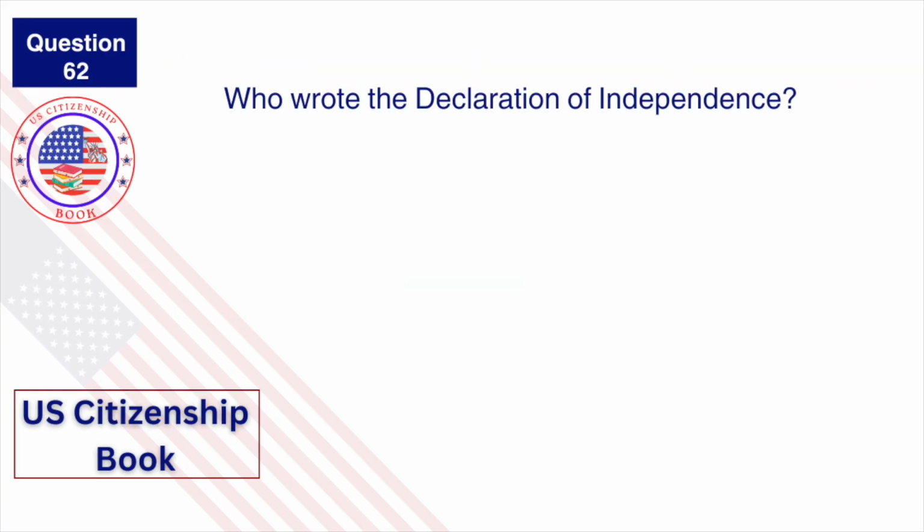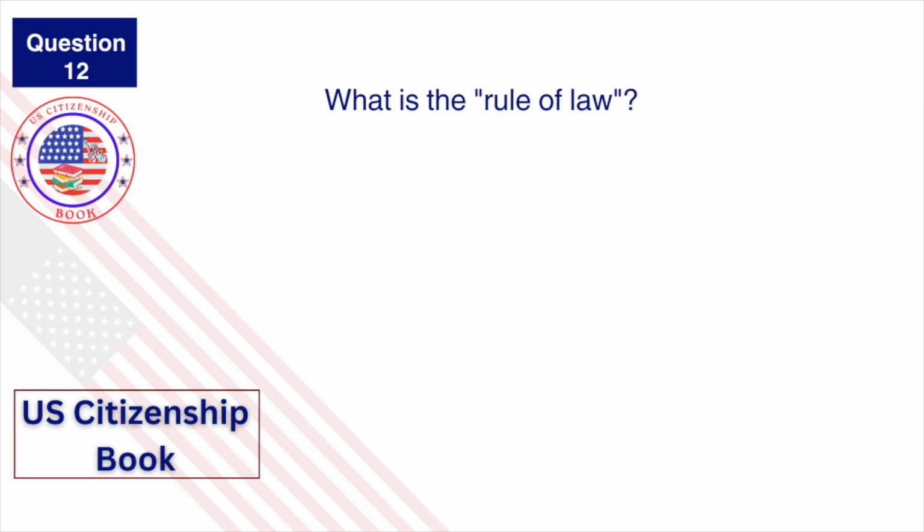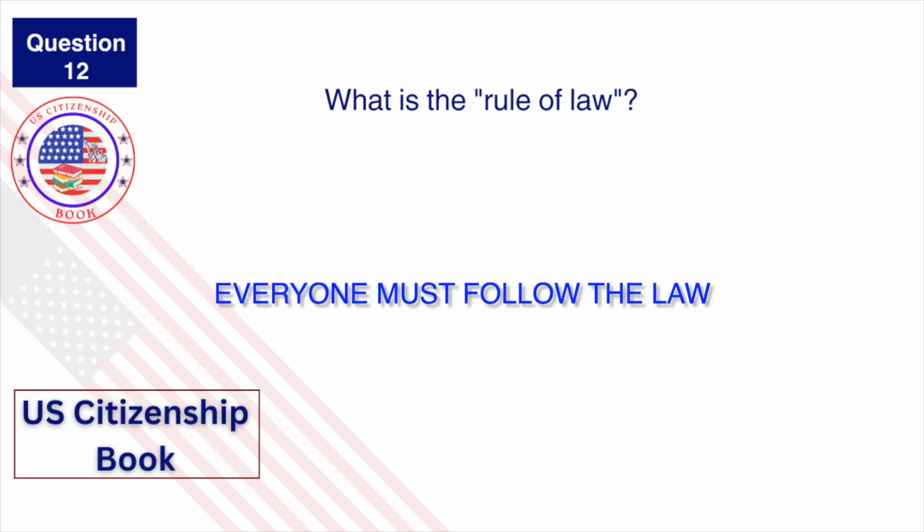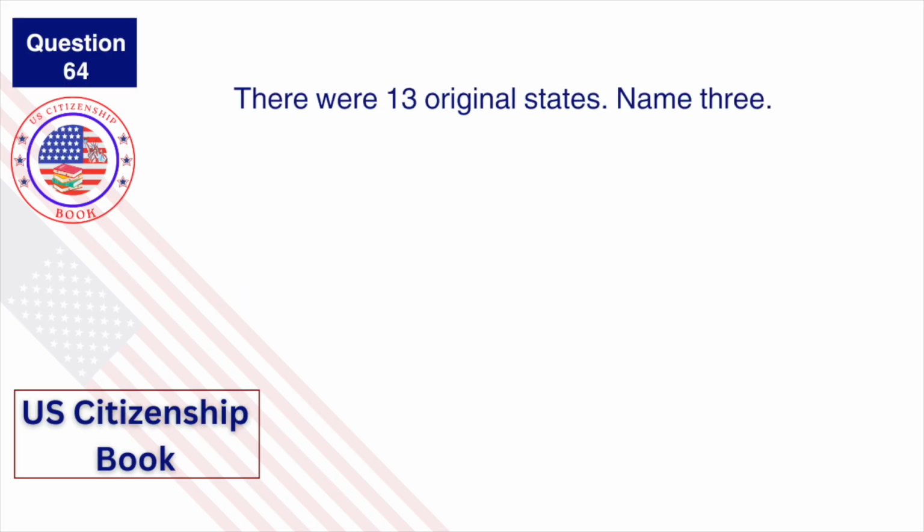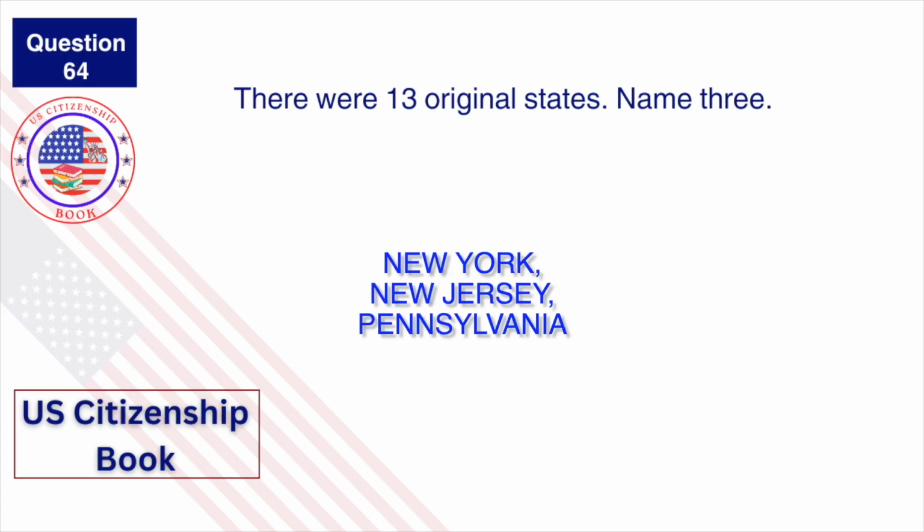Who wrote the Declaration of Independence? Thomas Jefferson. What is the rule of law? Everyone must follow the law. There were 13 original states. Name 3. New York, New Jersey, and Pennsylvania.